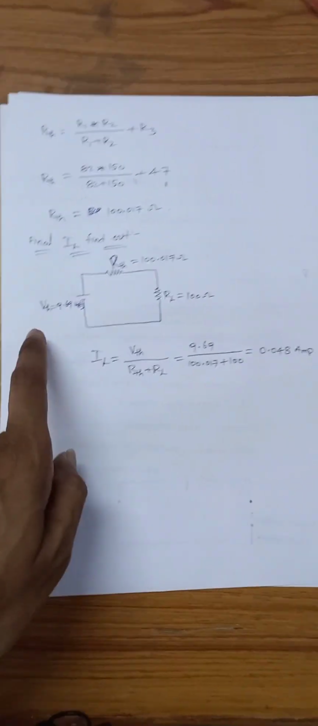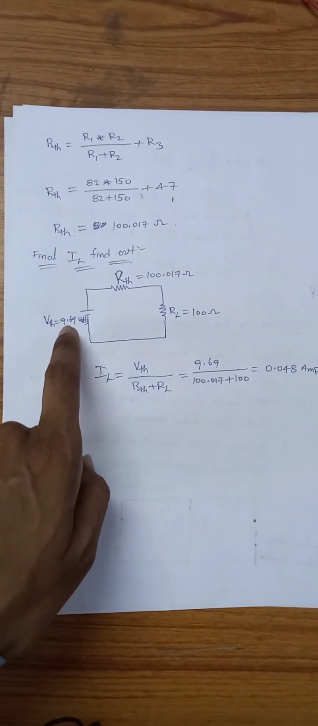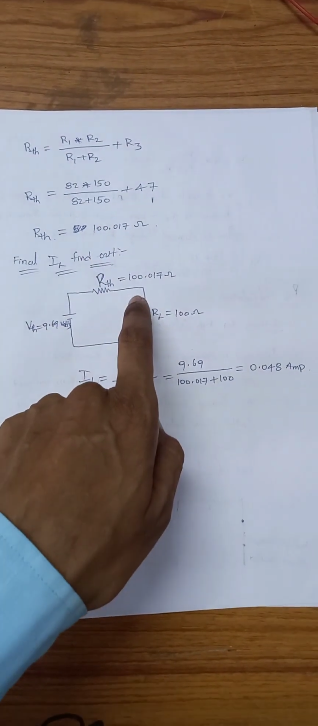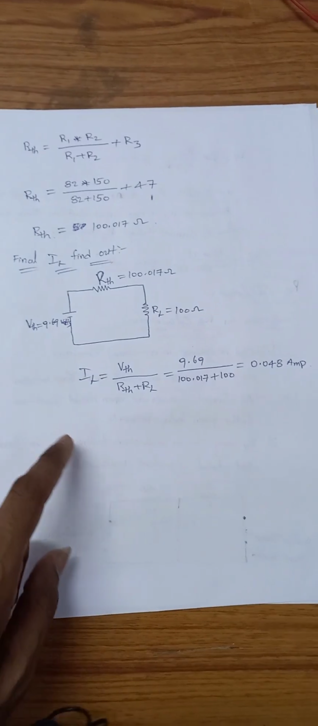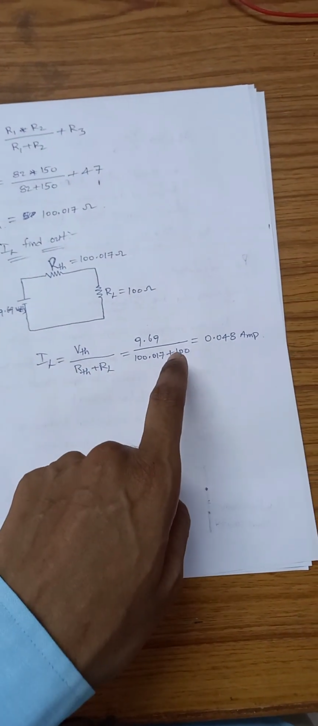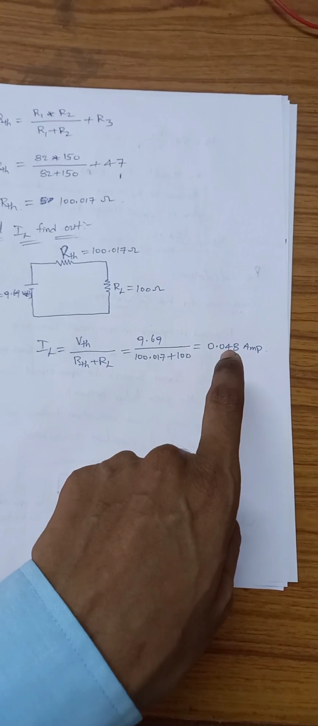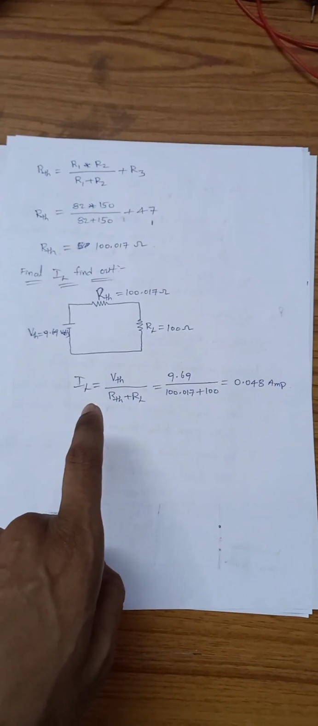Then finally IL is equal to, so we have the Thevenin voltage, R Thevenin and RL load resistance. The Thevenin voltage we found is 9.69 volts. R Thevenin we found here is 100.017 ohms, and our load resistance is equal to 100 ohms. So I can substitute all the values. We can get the load current equal to 0.048 amperes. This is the final load current value.